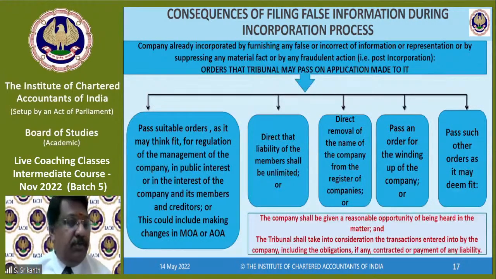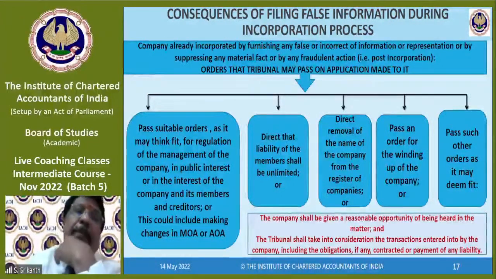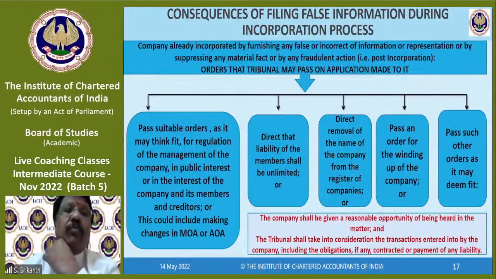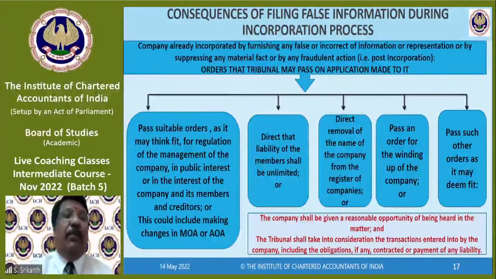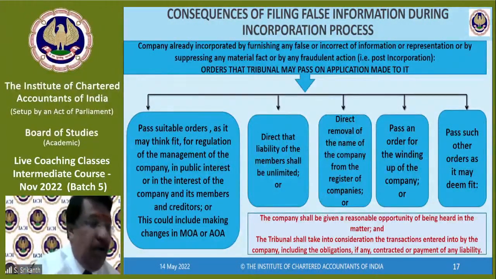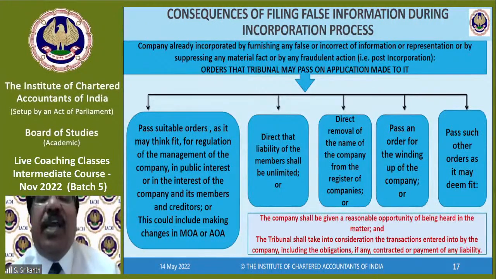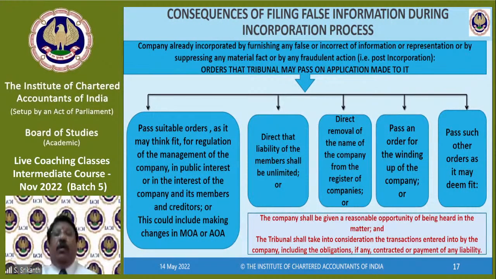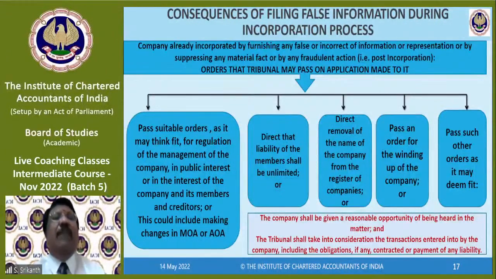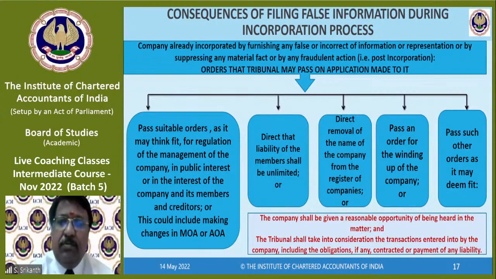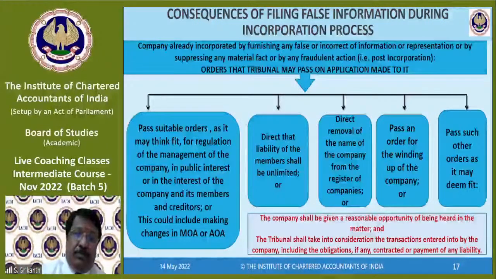Moving on. Consequence of filing false information. What are the orders that the tribunal may pass? Where the company is already incorporated by furnishing any false or incorrect information or representation, or by suppressing any material fact, or by any fraudulent action post incorporation.